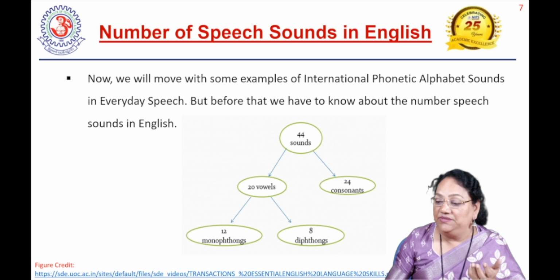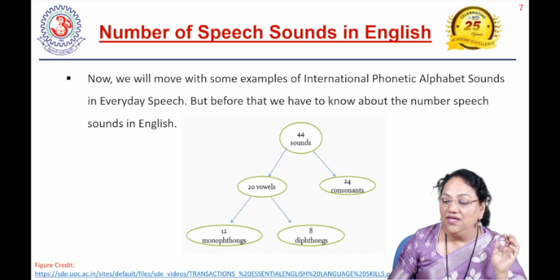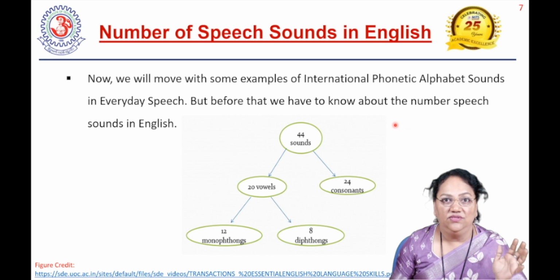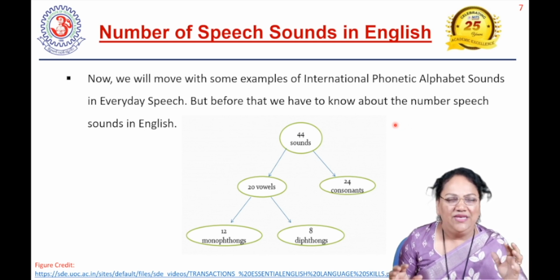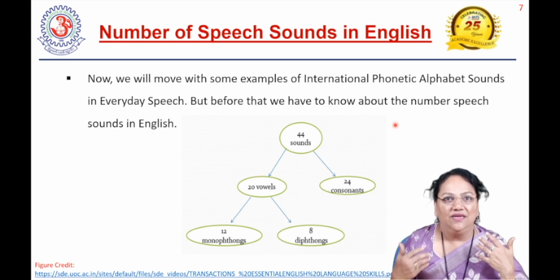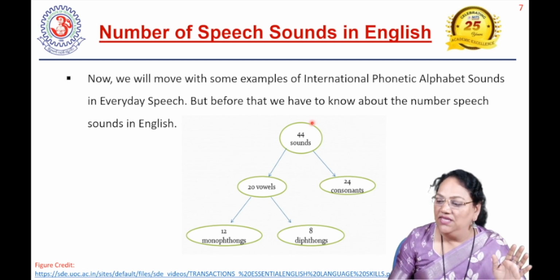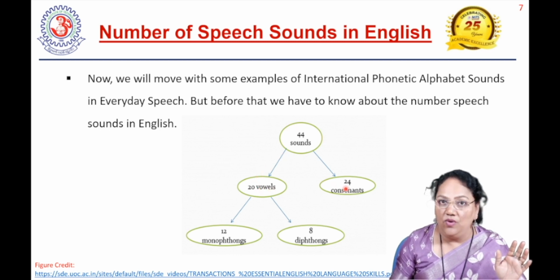We will definitely see ahead in the diagrams how we make use of these sounds in our everyday speech. But before that, we have to know the number of speech sounds in English. There are 44 sounds in English, just 44 sounds. When we learn these 44 sounds, we can utter a word with proper pronunciation. These 44 sounds are divided into 20 vowels and 24 consonants.